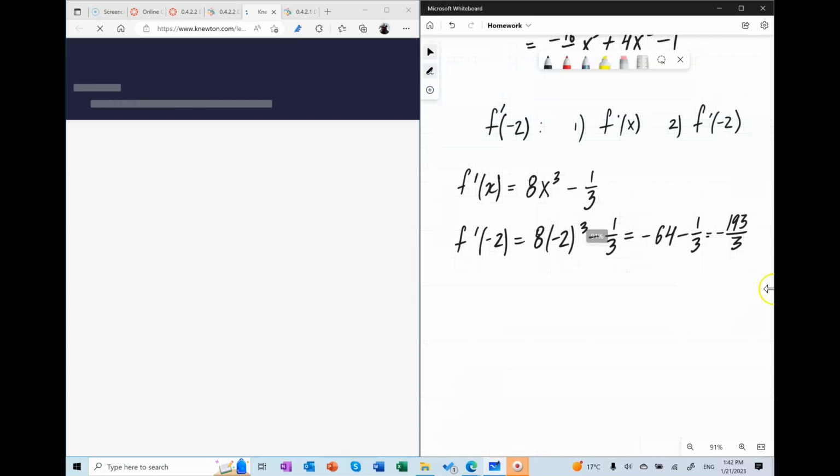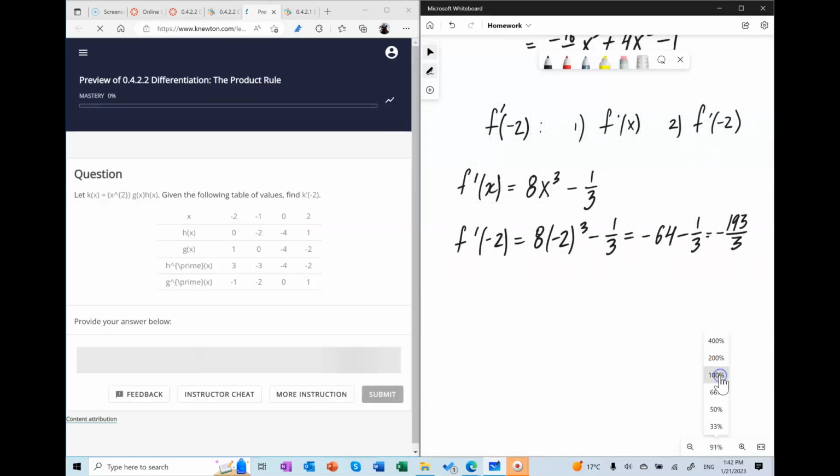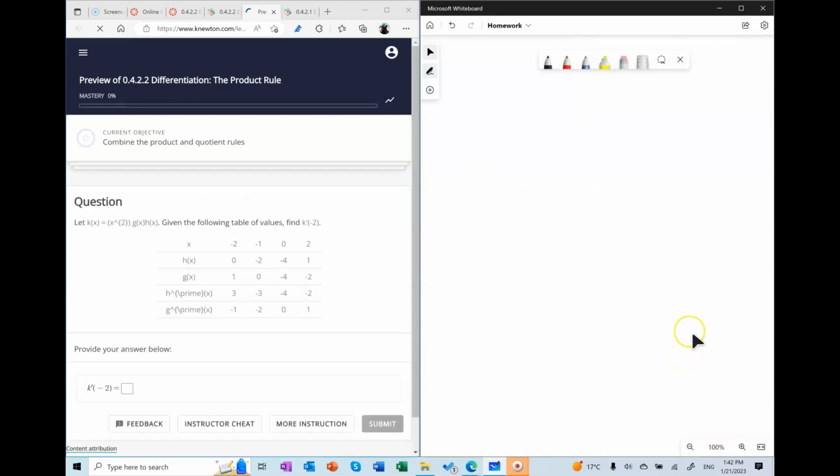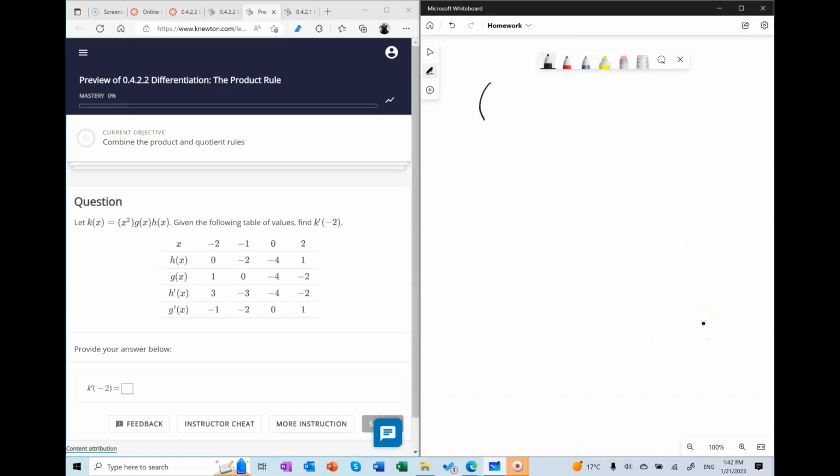So as my computer is loading, let me remind you the product rule. According to the product rule, the derivative of a product of two functions is the sum of the derivative of one function multiplied by the other function, and the function itself multiplied by the derivative of the other function. So this is what it looks like in Newton's notation.